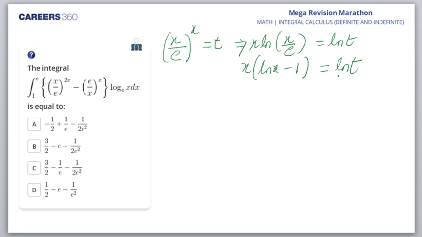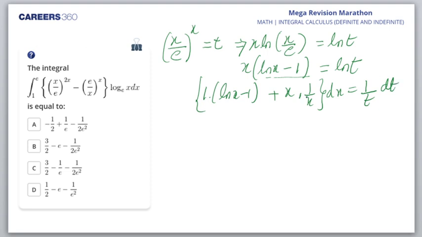Now I differentiate both sides with respect to x here and with respect to t here. So I'll make use of the product rule. I'll get 1 times (ln of x minus 1) plus x, and its differentiation would be 1 by x, and it would be dx here, and ln of t differentiation is 1 by t dt. x gets cancelled, 1 and 1 gets cancelled. So I get ln of x dx is equal to 1 by t dt. So what I realize, ln of x dx is already given.